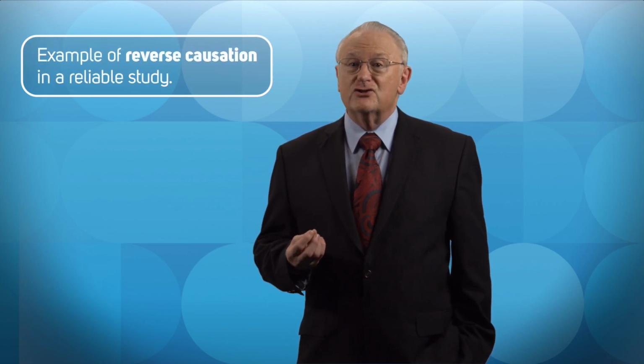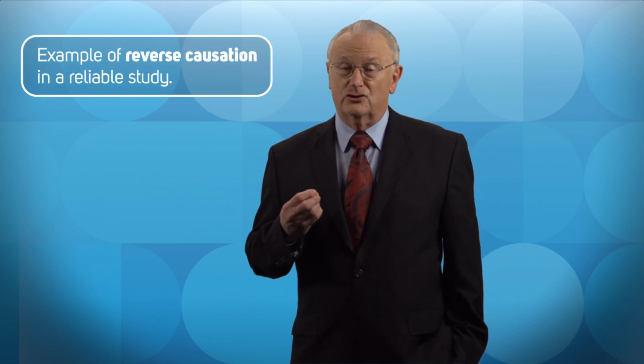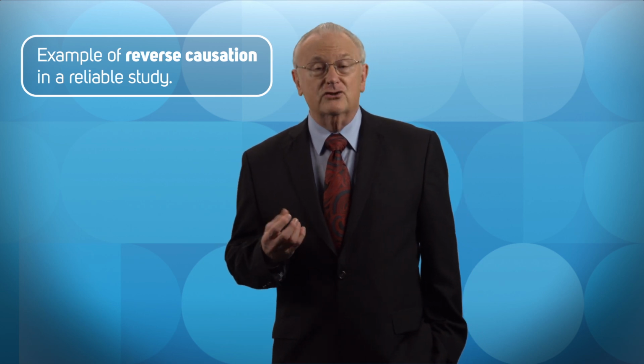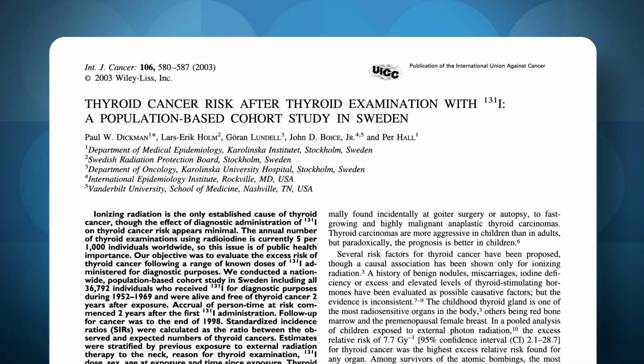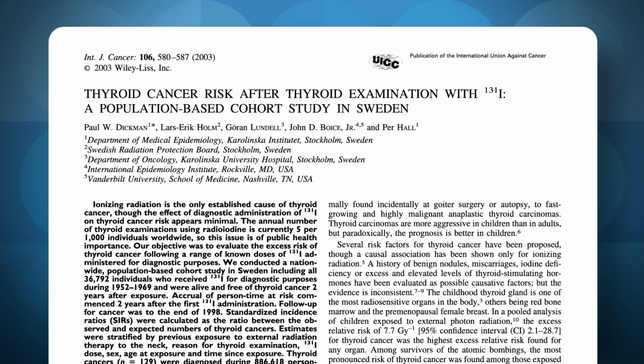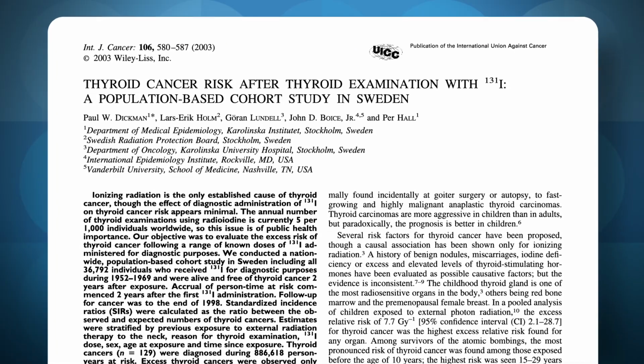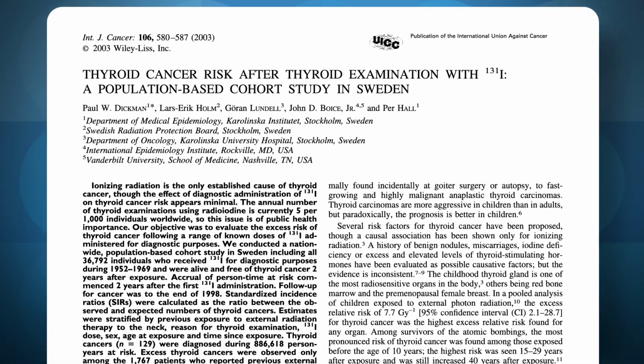Here's an example of reverse causation explaining a strong association in an epidemiologic study. It occurred in a reliable study that is referenced today as indicating that adults are at low risk of radiation-induced thyroid cancer. The study began in the 1980s, and it demonstrates reverse causation and not a hypothetical possibility.